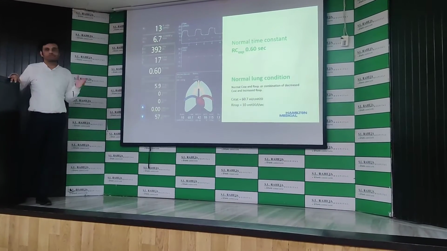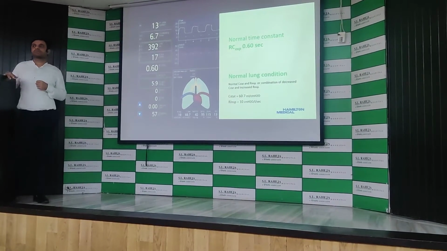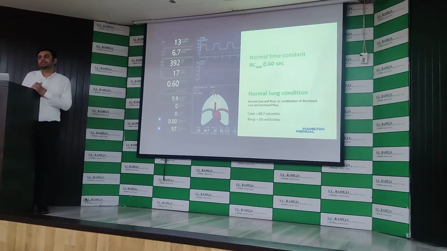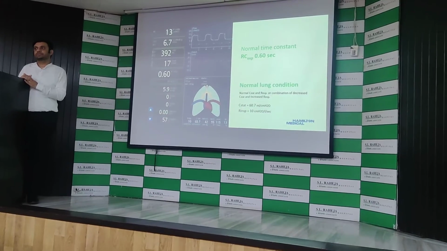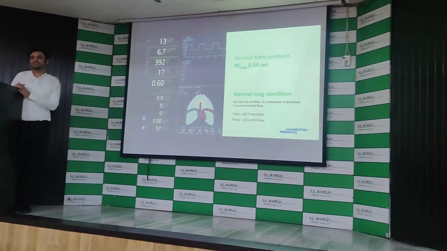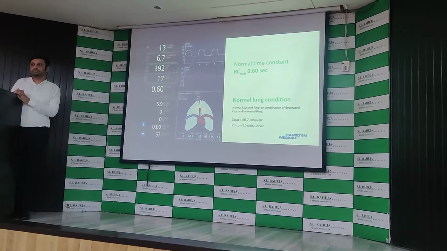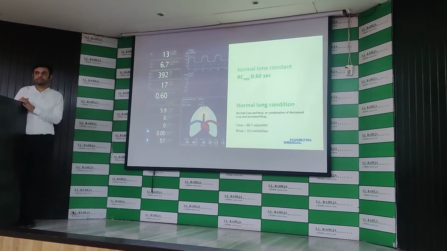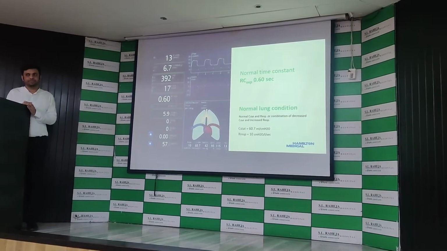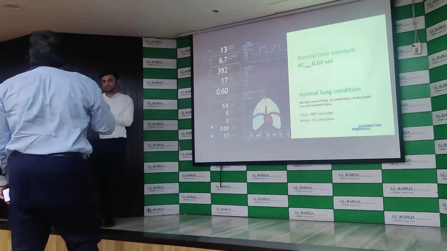So what will happen if there is a decreased time constant? What exactly is happening? The entire issue about time constant, why it is so interesting, is that your time constant of each of the lung units is different.